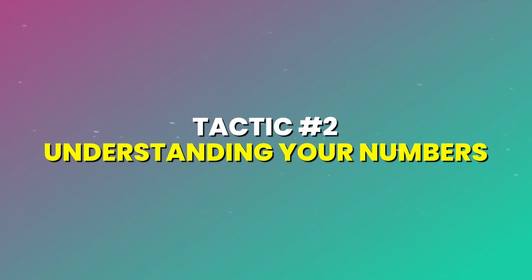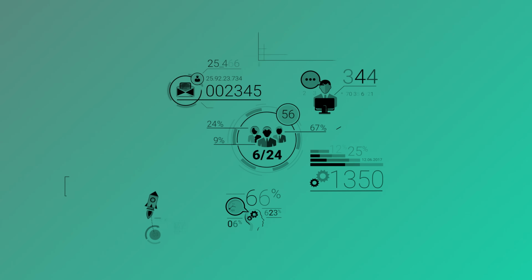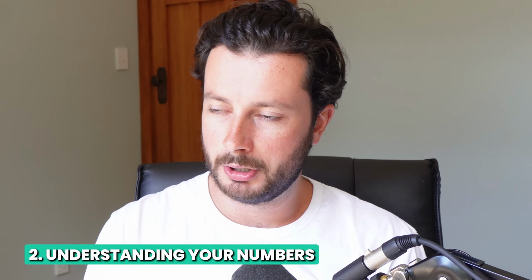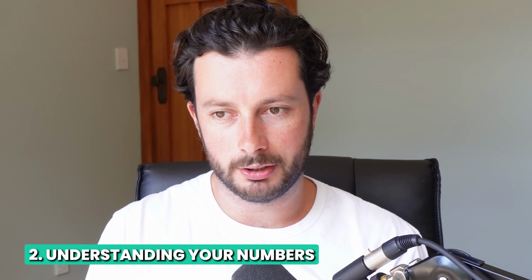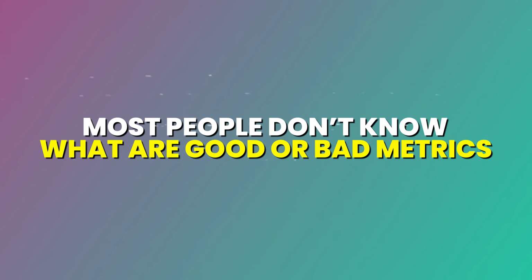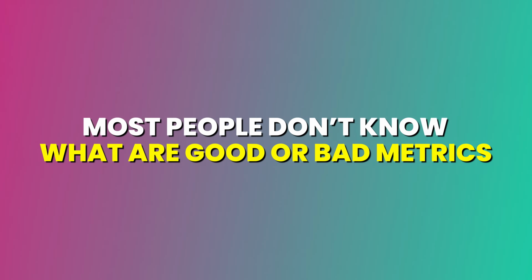The second thing is about understanding our numbers. So many people do some form of outreach and they don't really know their numbers. That can be forgiven, I guess, if you are just starting out and you're doing outreach for the first time. But most people don't have any concept of what good looks like. They don't have any concept of what bad looks like.